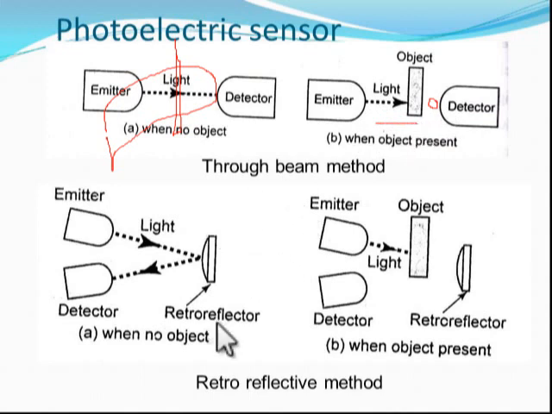This is the through-beam method, and this is the retroreflective method. So the retroreflector is available. The emitter will transmit the signal. The retroreflector will reflect the signal to the detector. When there is no object, the signal reaches the detector. If there is an object, the emitter sends the signal and the object will cut off the signal to the detector. At the time of object detection, the sensor will note it down.